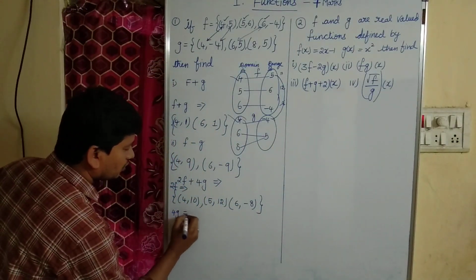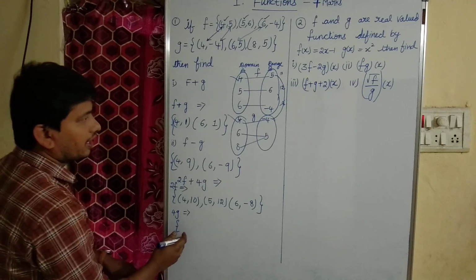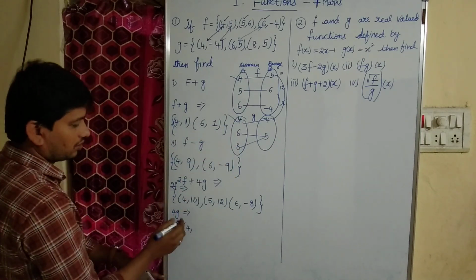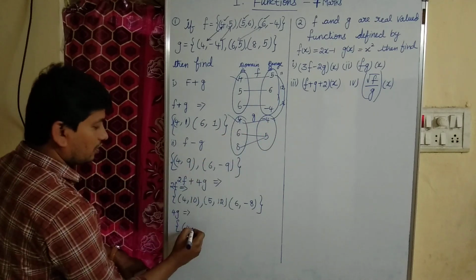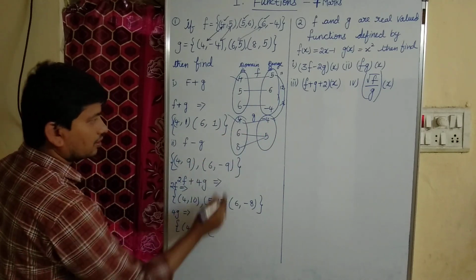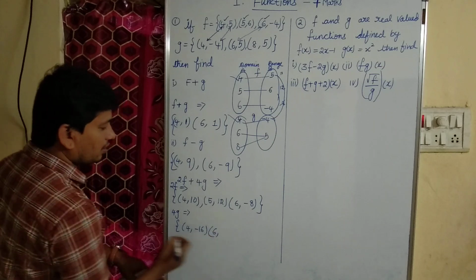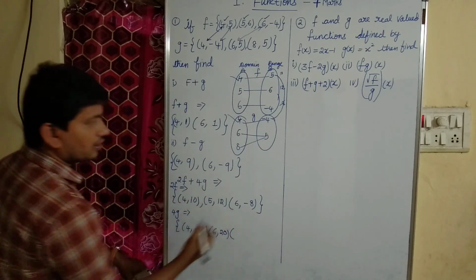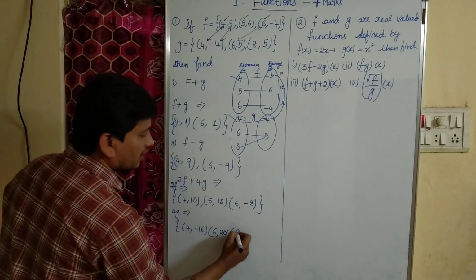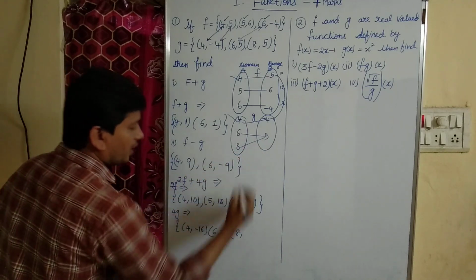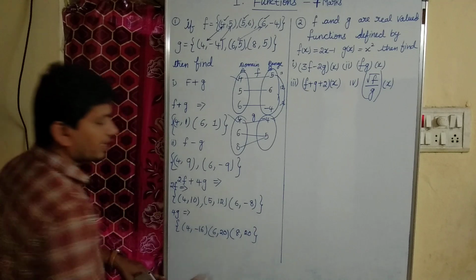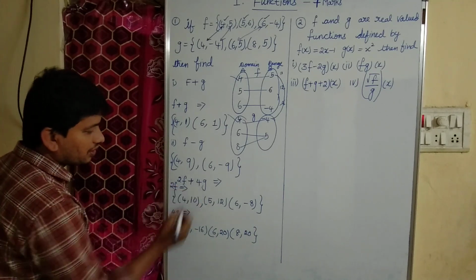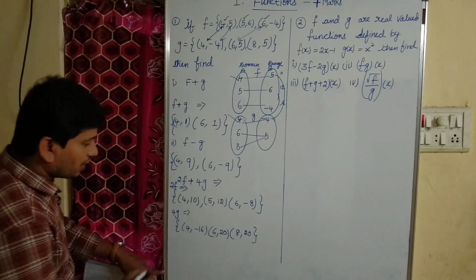Now, let us find out 4g. Again, domain as it is, children. 4 comma 4 into -4, 4 fours are -16. Next 6 comma 4 into 5, 4 fives are 20. Next domain as it is, 8 comma 4 into 5, 4 fives are 20. Right? Now in between these two we have addition operation. Right? Again domain as it is.